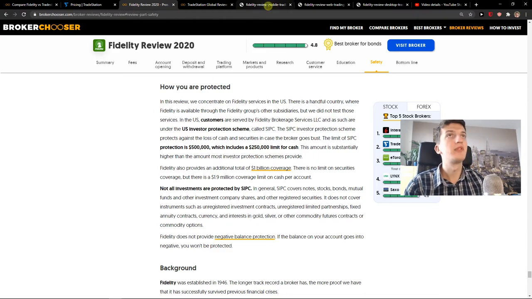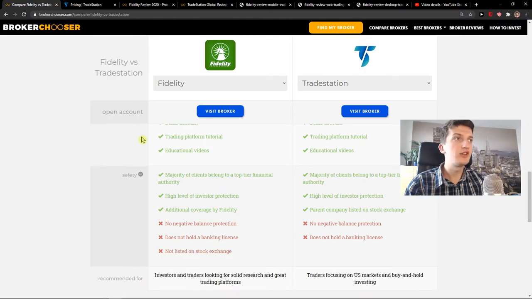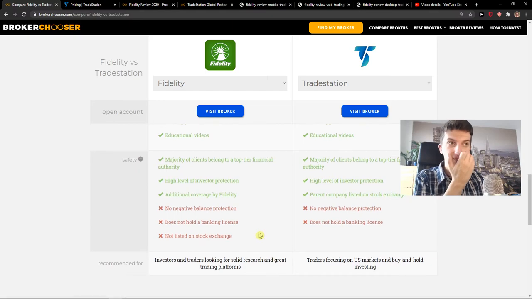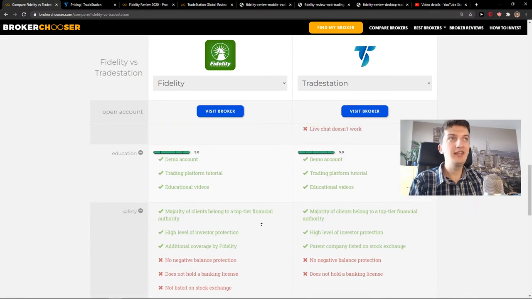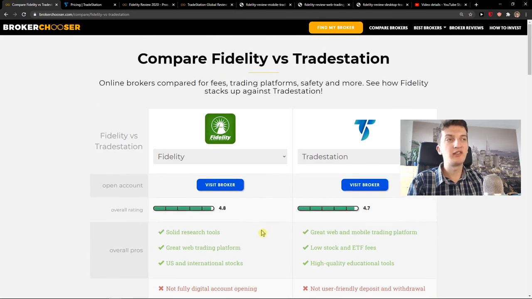Now, if we go further to TradeStation, TradeStation has a parent company, Interactive Brokers, and both of these brokers are huge. Fidelity has been here since 1964, guys. So I wouldn't really worry about this. So that's pretty much it. And if you have any questions, guys, ask down in the comments.